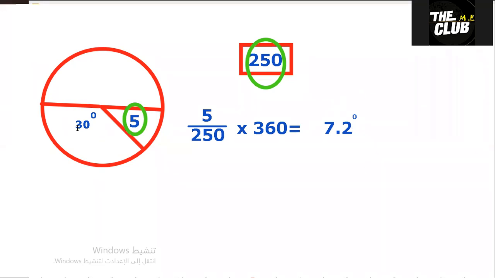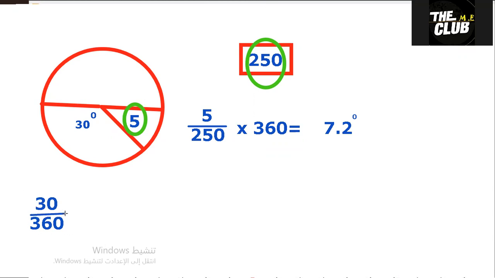Now, how do we get the number of people using angles? I know that this angle is 30, and I know that the total number of angles is 360. Now I'm going to divide the 30, which is a part number of angles, by the total number of angles, which is 360. So divide 30 by 360. So I made a fraction with the angles.